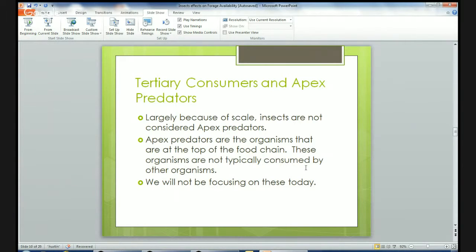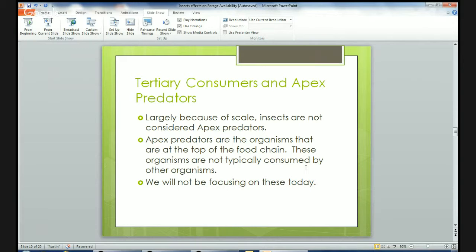Tertiary consumers and apex predators. Largely because of their scale, insects aren't really considered apex predators. Now, if you had a praying mantis that was the size of a St. Bernard, then yeah, we'd be talking, because that'd be scary as heck. But apex predators are the organisms that nothing else is eating, and if something really wanted to eat a praying mantis, it could. So we're not going to really focus on these today.